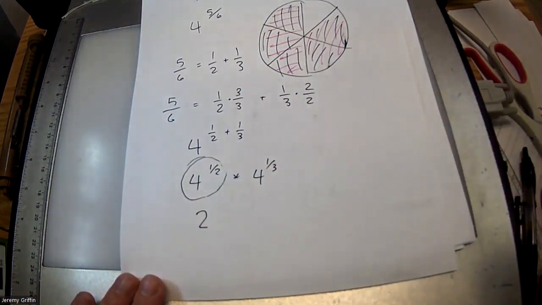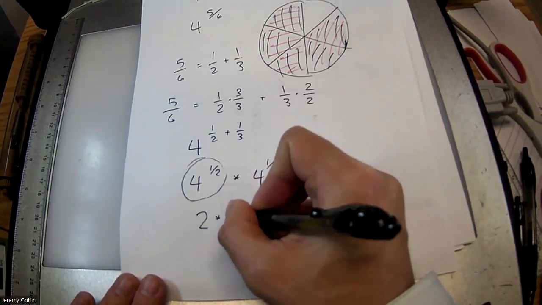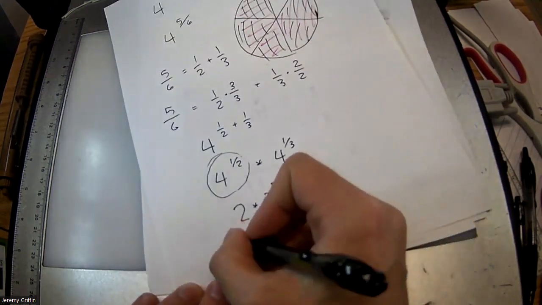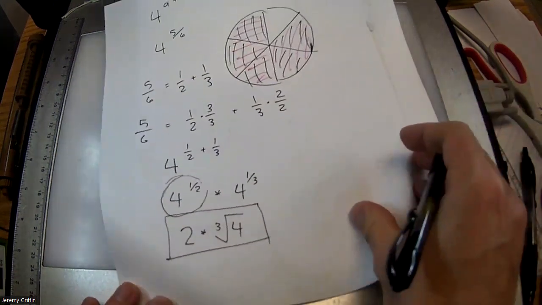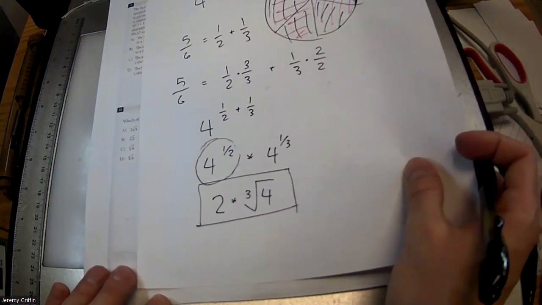Like a 1/2 power is the square root, right? And what's another way to say a 1/3 power? The cube root. Right. Now it turns out that this is the answer they're looking for. 2 times the cube root of 4, which is option A. So 10 is A. Right, get that?